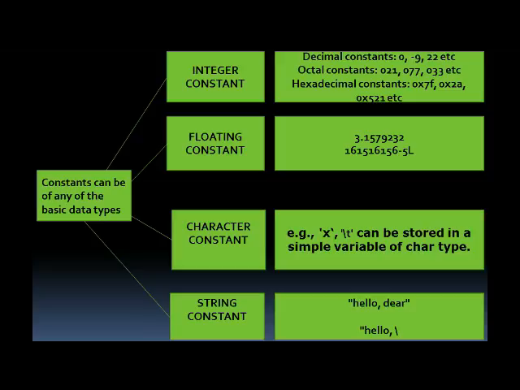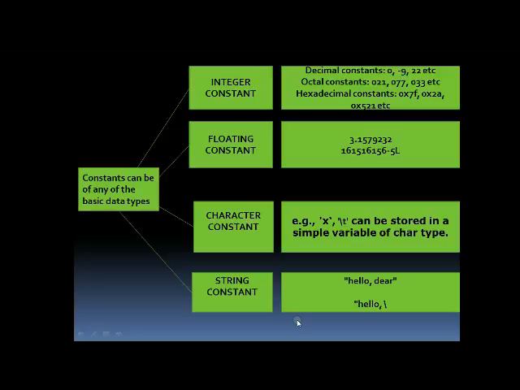Next we have the floating point constant. It is a numeric constant that has either a fractional form or an exponential form. Example is here. Next, a character constant is a constant which uses single quotation marks around the characters, like this. Example is given here. In a string constant, the data is stored within double quotes.